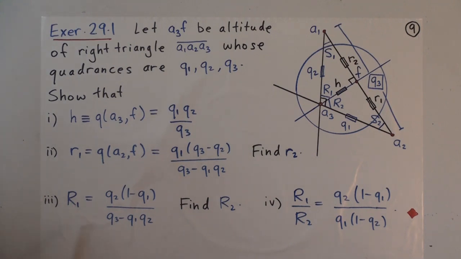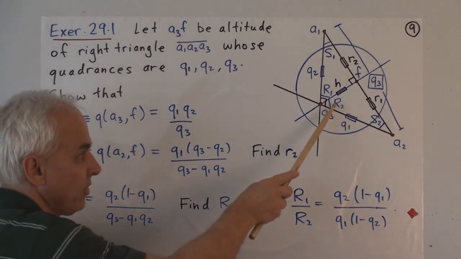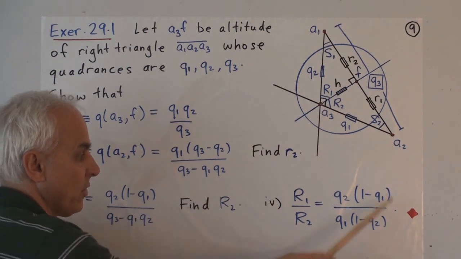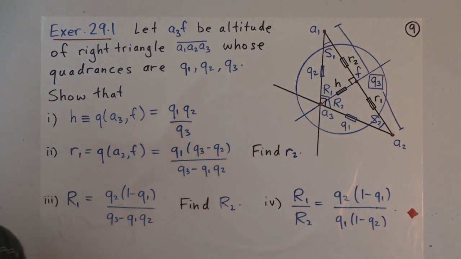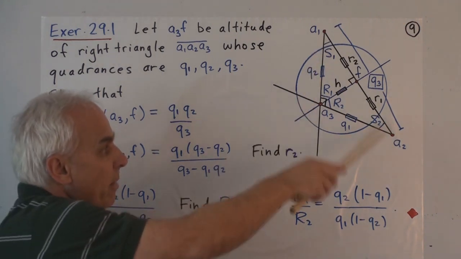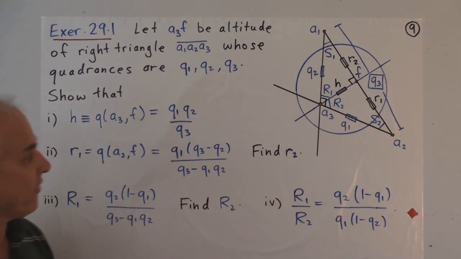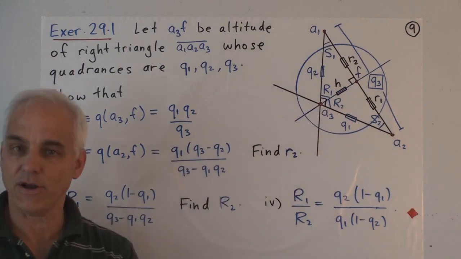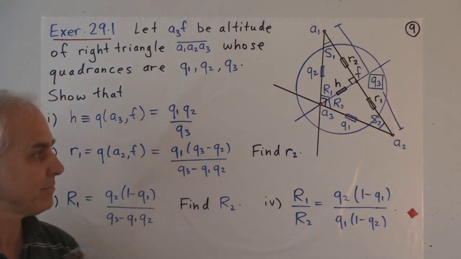Show that capital R1 is given by this formula. Find a corresponding formula for capital R2. And say, look at the ratio capital R1 to capital R2, the ratio between these two. Show that's given by that expression. That's a reasonably common configuration. It's nice to have some control of the various quantities that are involved.